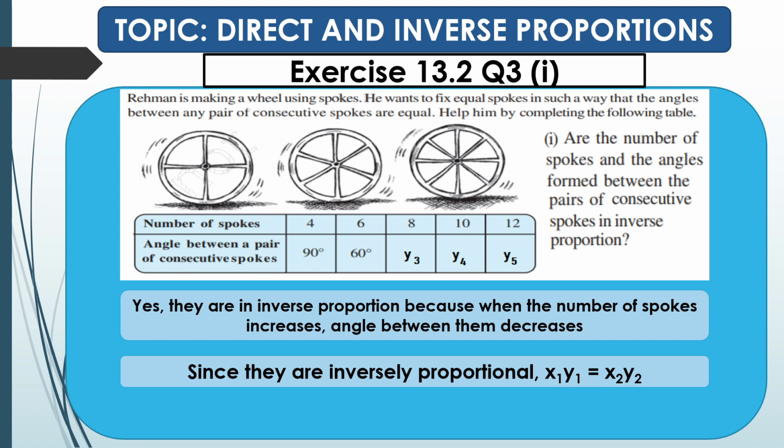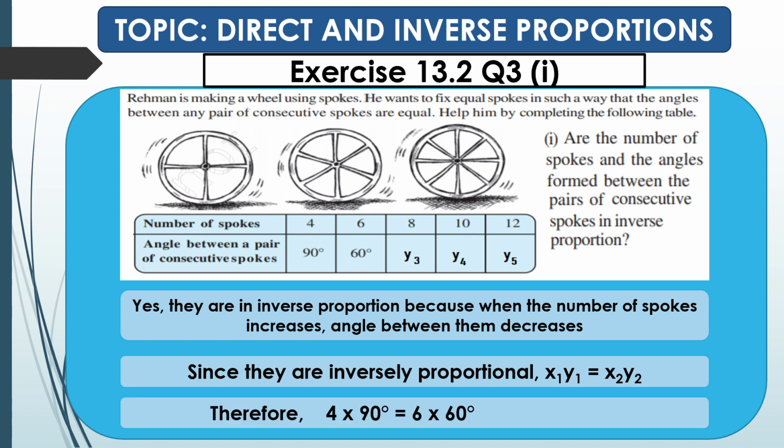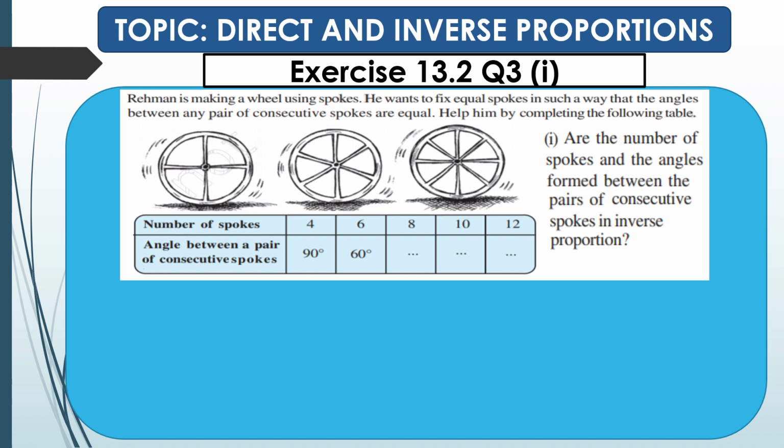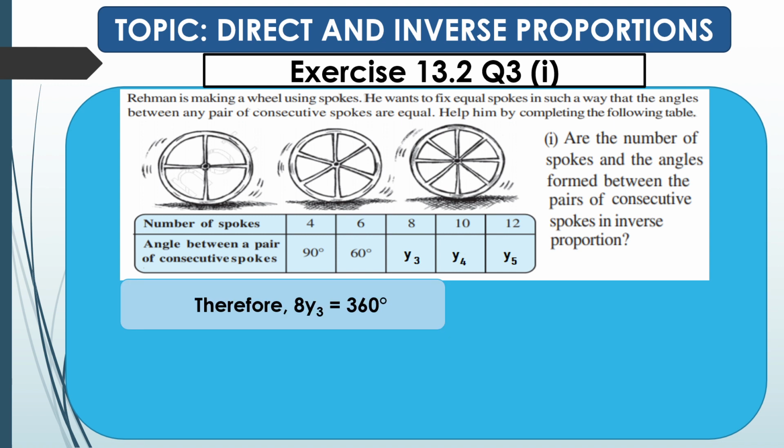Since we have found that they are inversely proportional, we can say x1 y1 is equal to x2 y2. Therefore, 4 into 90 degree is equal to 6 into 60 degree. And the product is 360 degree. Now, the product is constant. Using this, we have to find the missing terms.